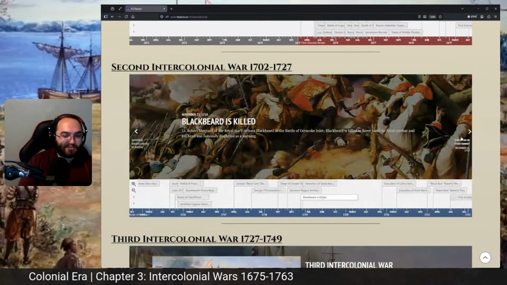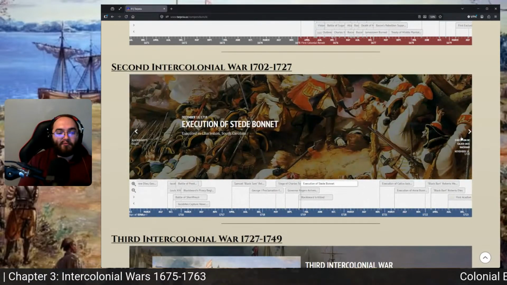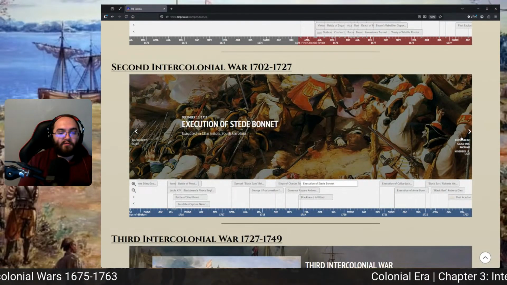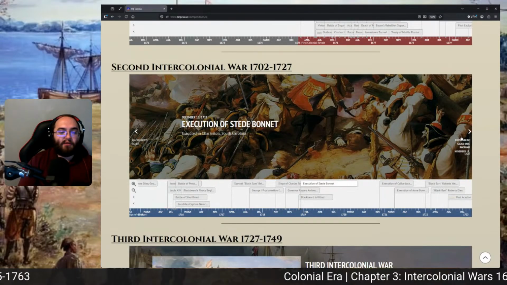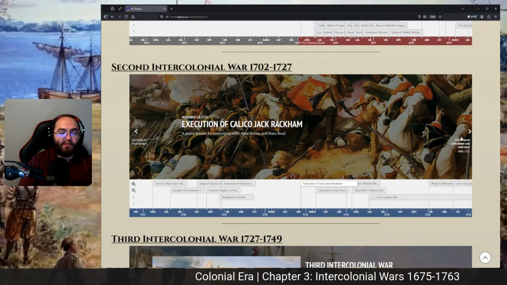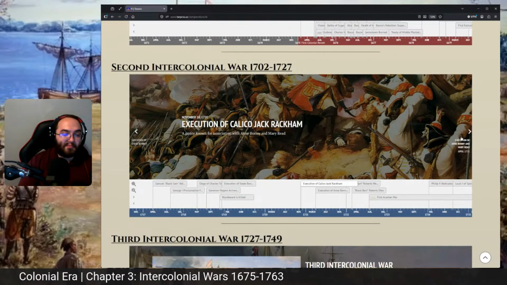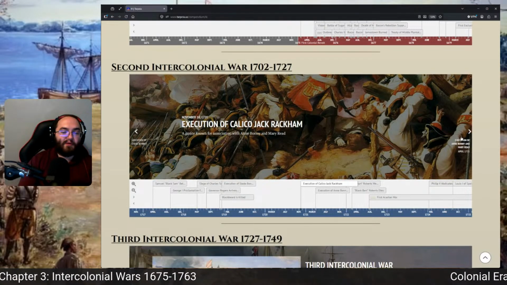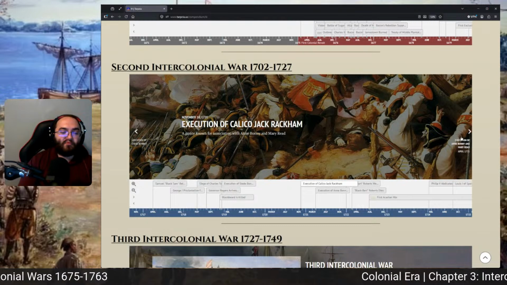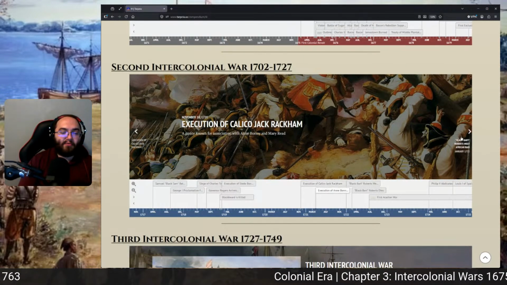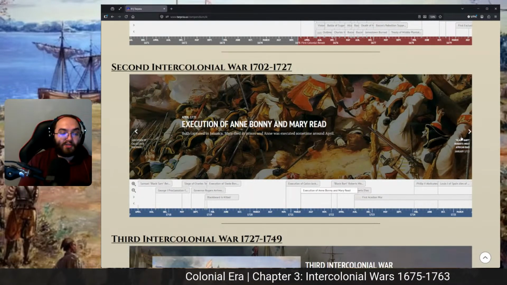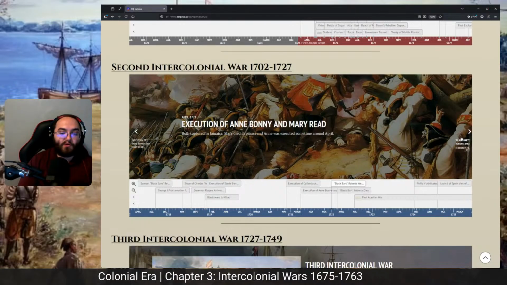That's only 2 years. And then you have the execution of Stede Bonnet, yet another pirate. You have the execution of Calico Jack Rackham, yet another pirate who's associated with the famous female pirates Anne Bonny and Mary Read. Both of them will be executed in April of 1721.